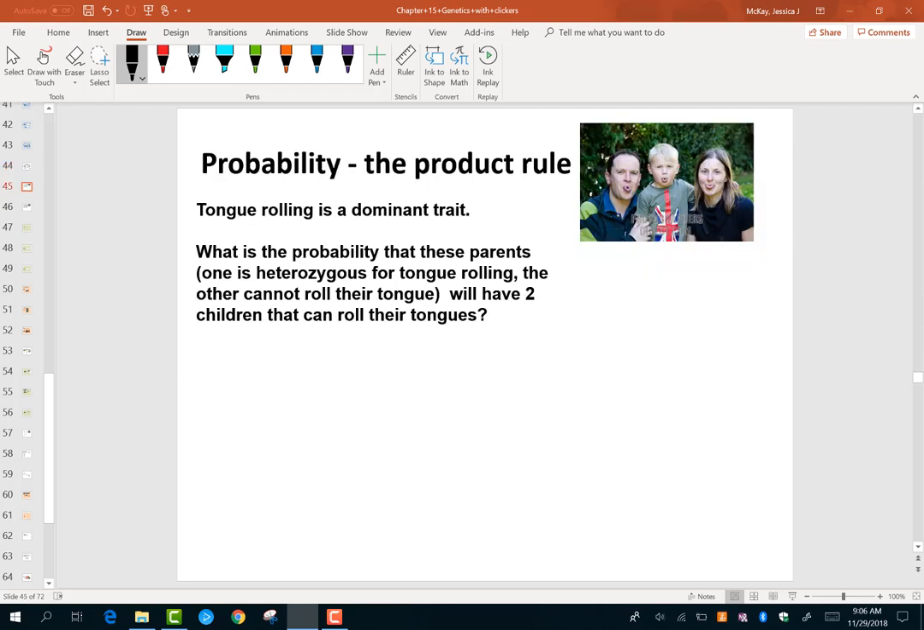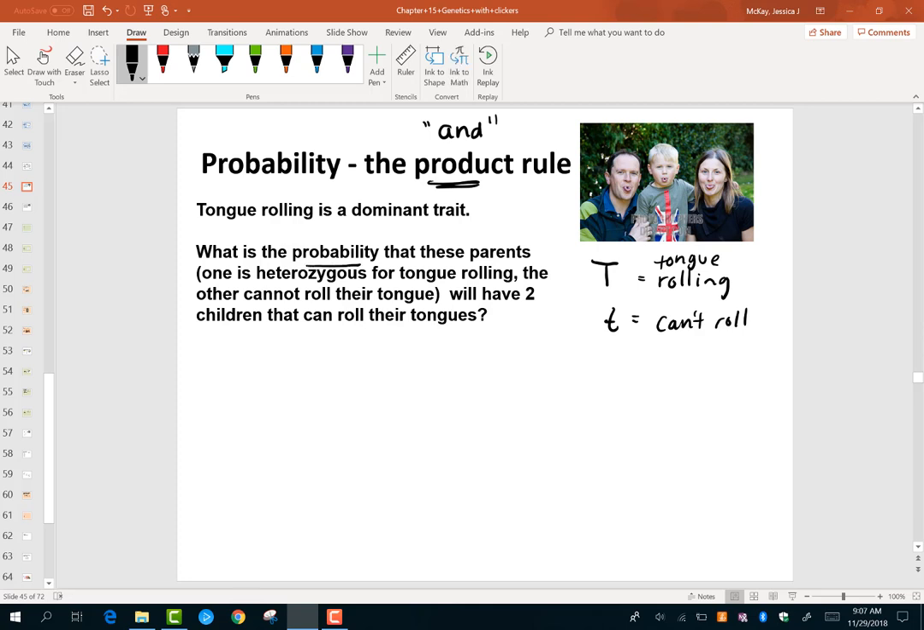Now there's two rules that add on to the probability, and that's when we're looking at multiple events happening. Okay? The product rule is when you use the word and. So you're asking, what's the chance that both these things are going to happen? So in this instance, tongue rolling is a dominant trait. Okay, so the first thing I always do is I write T equals tongue rolling. Because I use that capital T, I know it's the dominant one, and I say little t can't roll. So remember, assign your alleles and phenotypes.